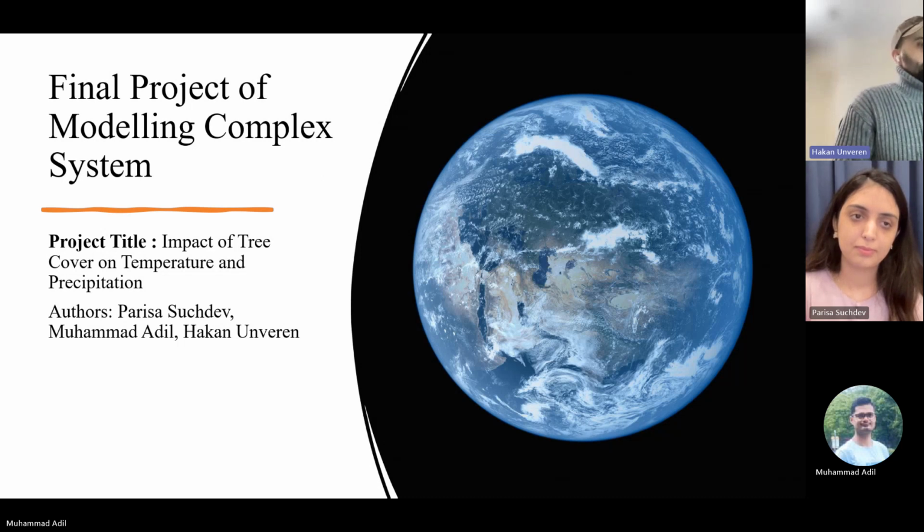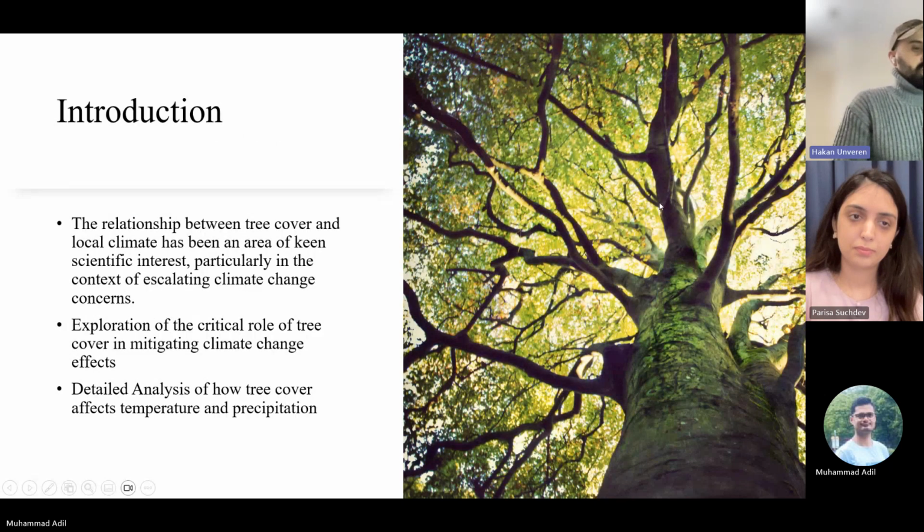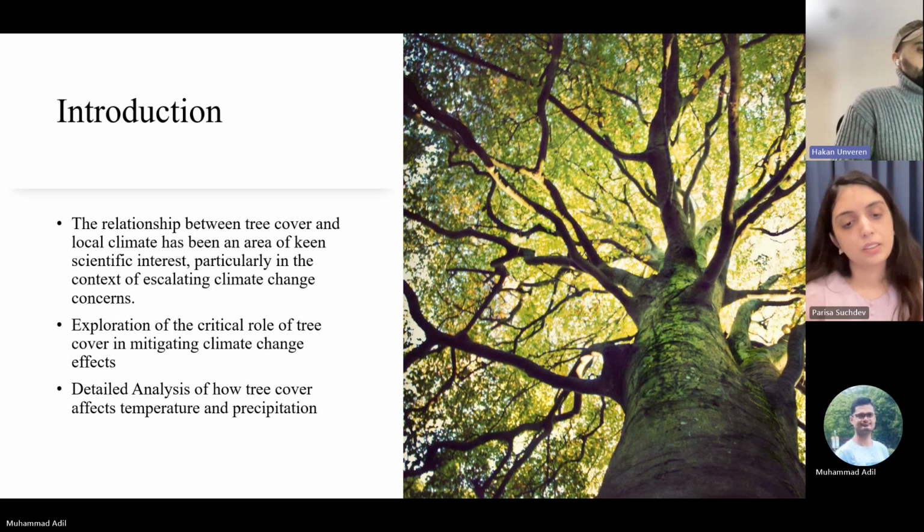The title of our project is The Impact of the Tree Cover on Temperature and the Precipitation. The temperature is increasing in the world due to climate change, so research on the relationship between tree cover and the local temperature is getting more important. We aim to investigate how the tree cover affects the local temperatures.